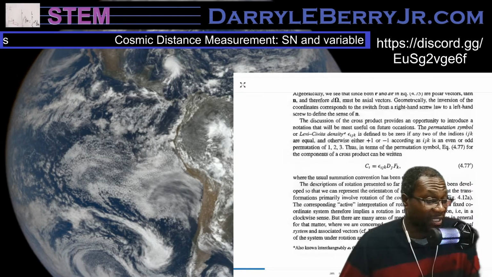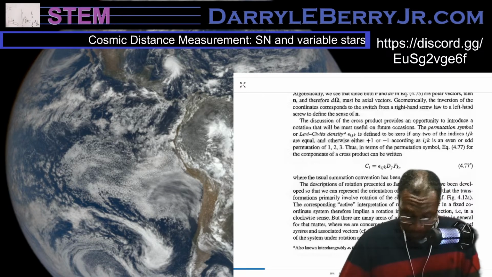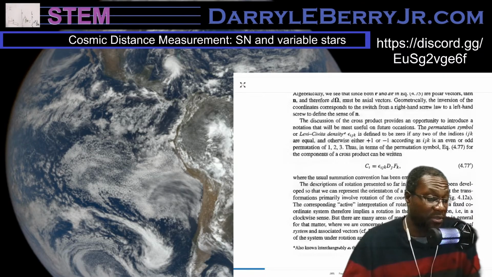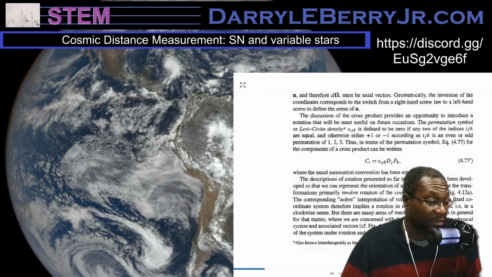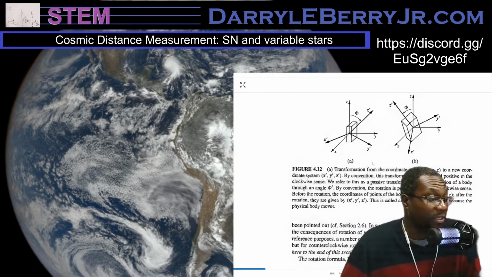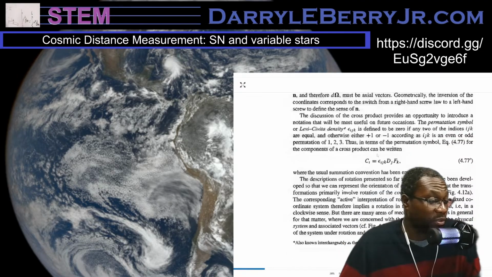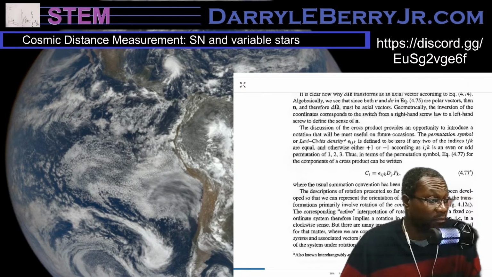But there are many areas of mechanics, or physics in general for that matter, where we are concerned with the effects of rotating the physical system and associated vectors. The connection between invariance of the system under rotation and conservation of angular momentum has already been pointed out. And the footnote says it is also known interchangeably as the alternating tensor or isotropic tensor of rank 3.